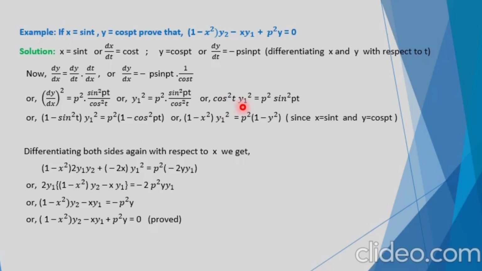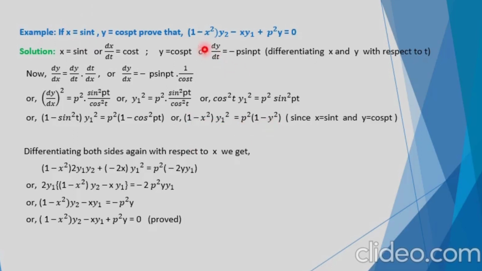Now we will convert all the terms with t into x and y. So here is cos square t and sin square pt, but x is sin t and y is cos pt. We will write cos square t as 1 minus sin square t, and sin square pt as 1 minus cos square pt. Therefore, since x equals sin t, 1 minus x square into y1 square equals p square into 1 minus y square.